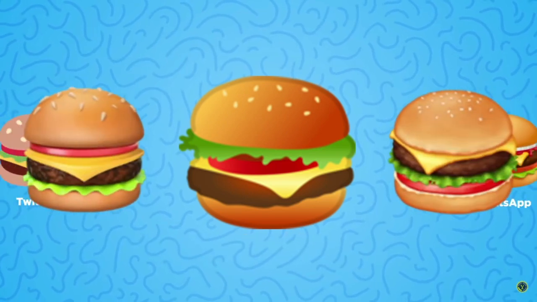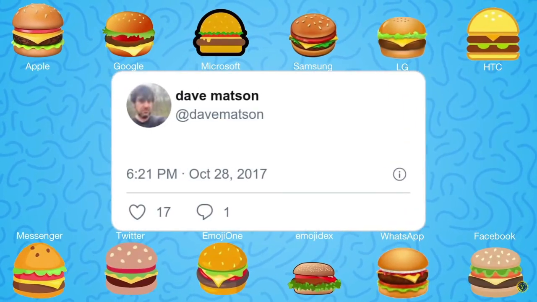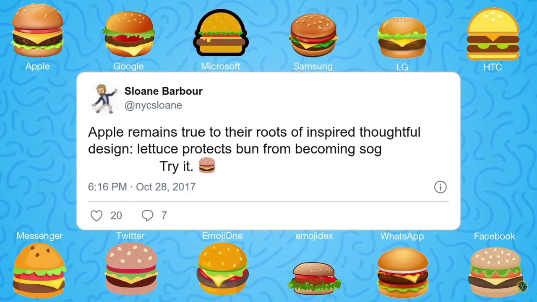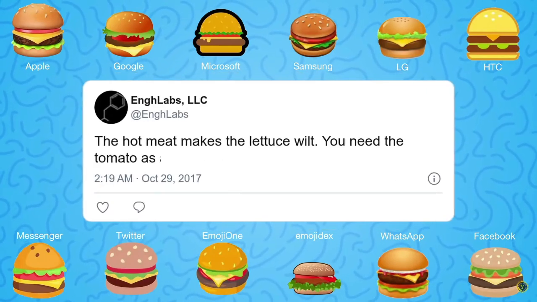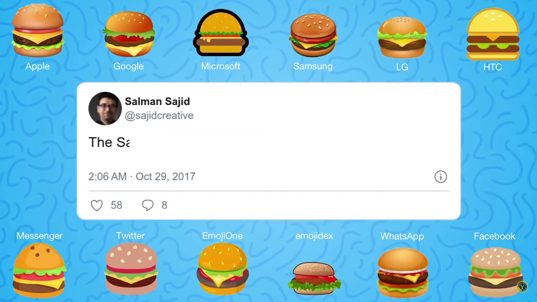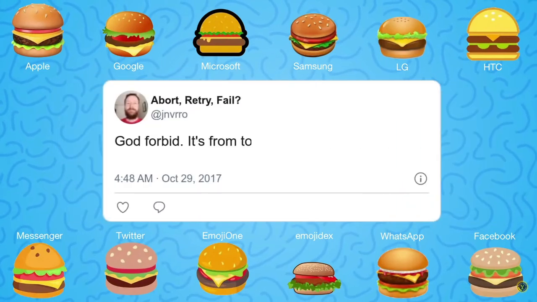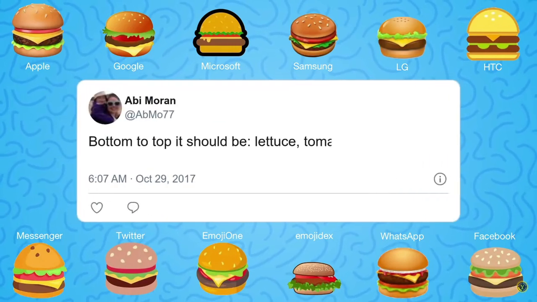Plus, all the other burger emojis wound up getting dragged into the conversation, allowing the nitty-gritty subtleties of burger stack order to be discussed out in the open. Bechtel's thread attracted an array of opinions, such as: lettuce on the bottom is an abomination. Lettuce protects the bun from becoming soggy with meat juice. The hot meat makes the lettuce wilt. You need the tomato as a buffer from the heat. The Samsung one is even worse. Lettuce between the burger and the cheese. It's from top to bottom: lettuce, cheese, tomato, onions, burger. Bottom to top should be lettuce, tomato, burger, cheese.